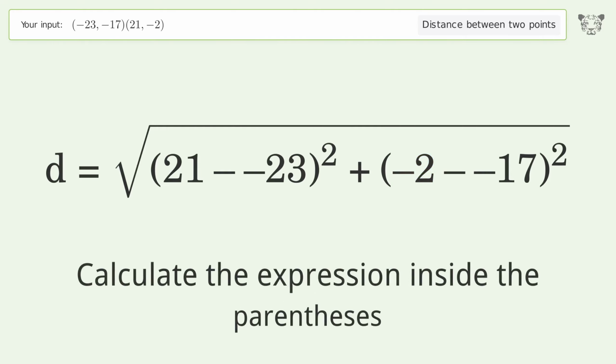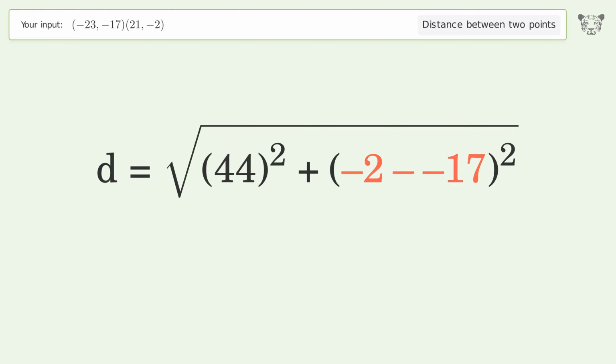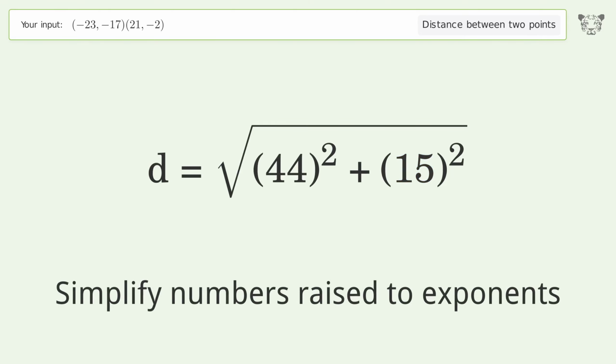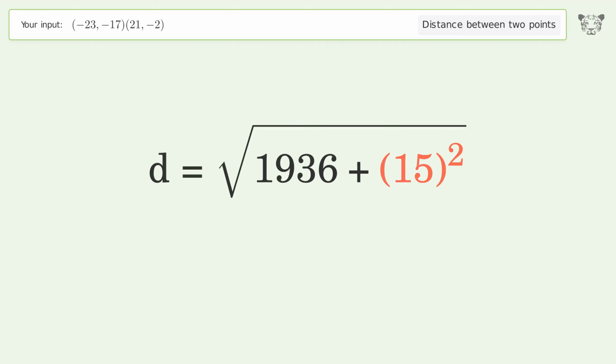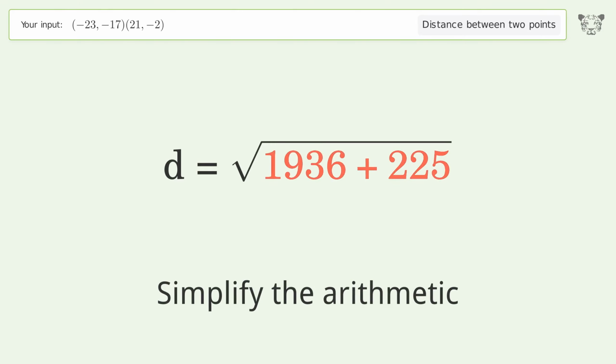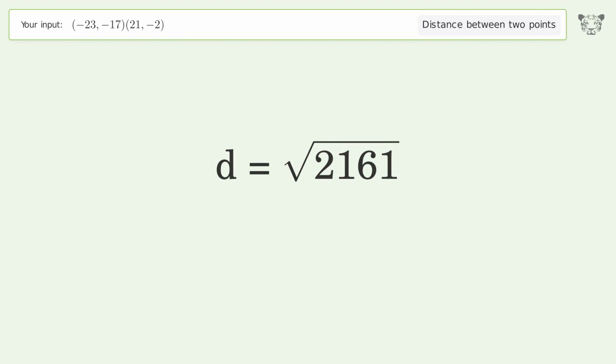Calculate the expression inside the parentheses. Simplify numbers raised to exponents. Simplify the arithmetic. And so the distance between the 2 points is the square root of 2,161, or 46.487.